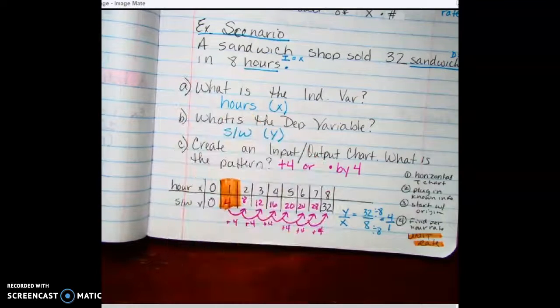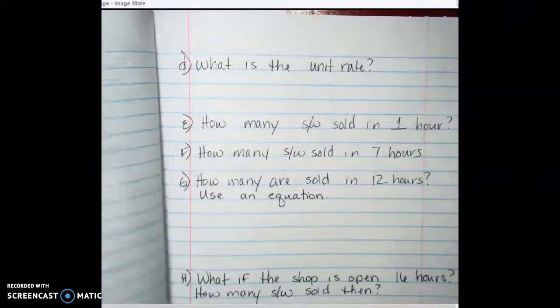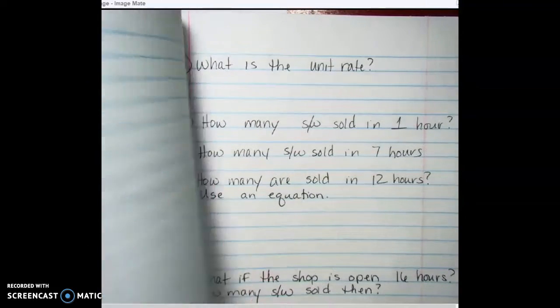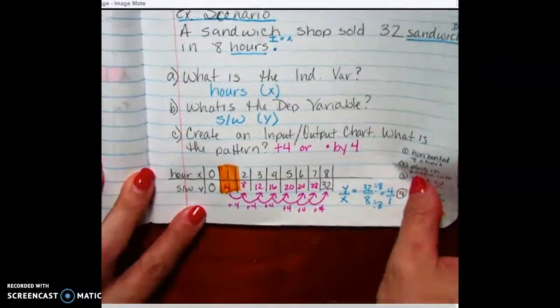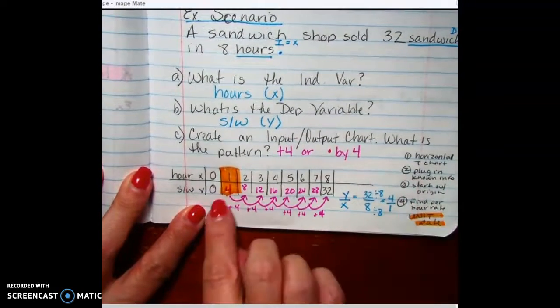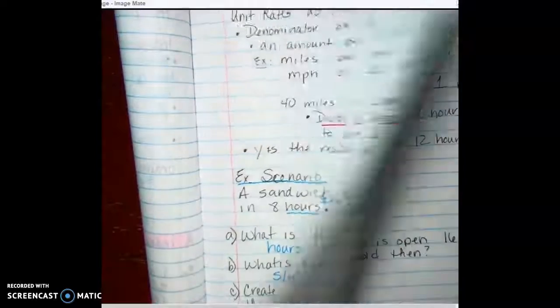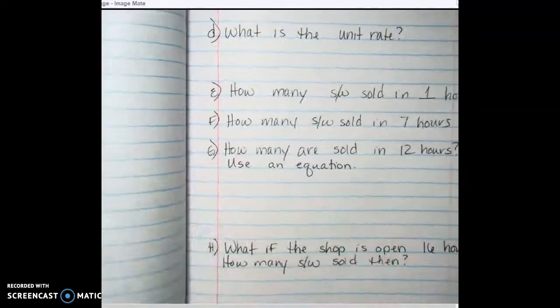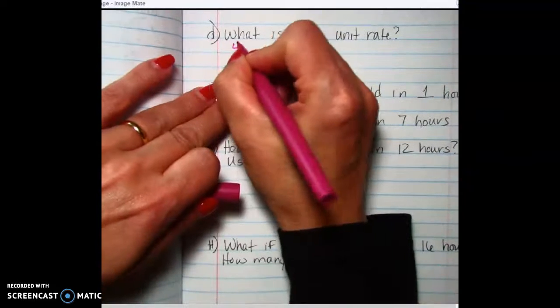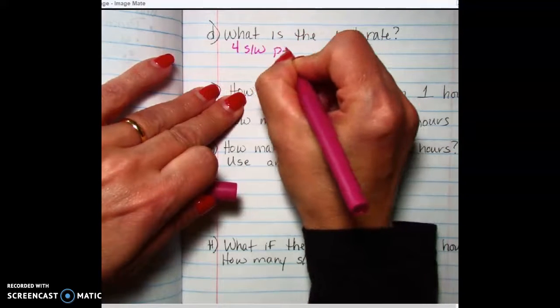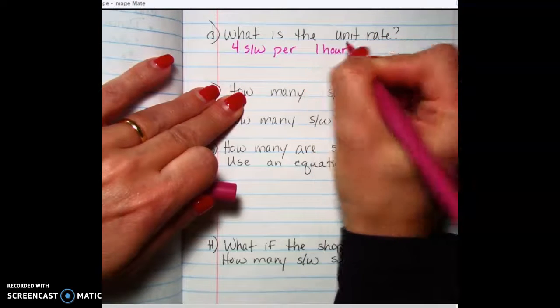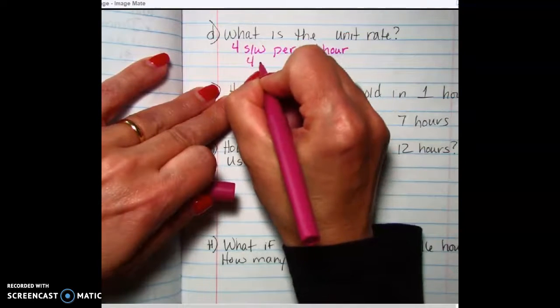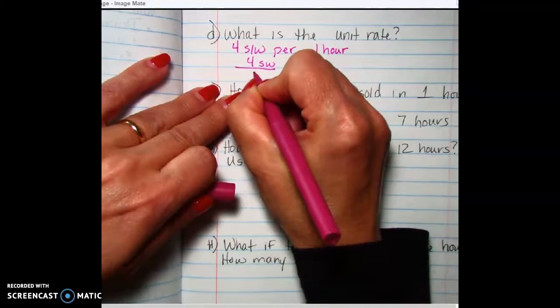I've got a few more questions that we're going to answer using this chart. So I'm going to be going back and forth, so I apologize if it gets a little jumpy. So here, what is the unit rate? I just said it. So here, my unit rate is 4 to 1. That's 4 sandwiches for every hour. We can write it in a couple different ways. We can say 4 sandwiches per 1 hour, or we could say 4 sandwiches per hour.